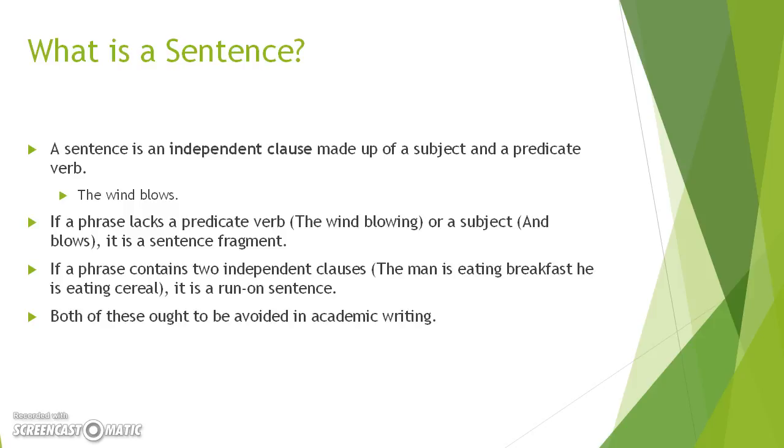So if a phrase lacks a predicate verb, the wind blowing, or a subject, and blows, we have a sentence fragment. If a phrase, however, contains two independent clauses, the man is eating breakfast, he is eating cereal, it's a run-on sentence. And both of these are things you want to avoid doing in academic writing.